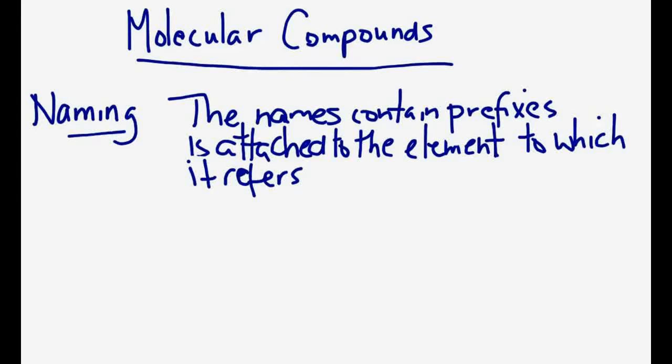Molecular compounds or covalent compounds. So these are compounds that contain two nonmetals. When naming them, the names contain prefixes, and the prefix is attached to the element to which it refers.